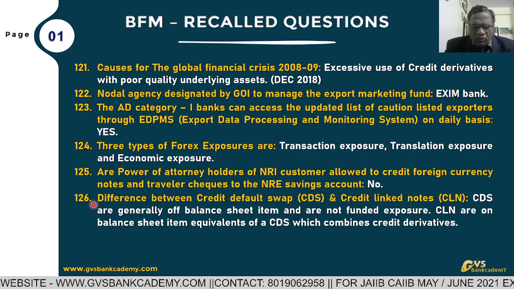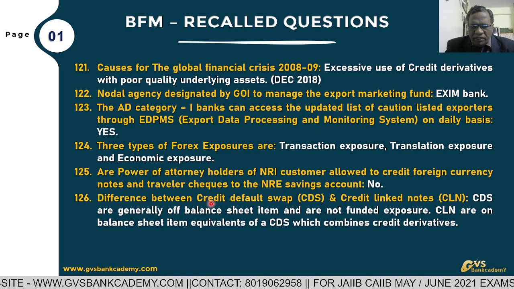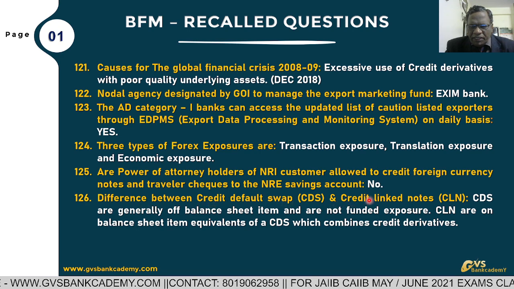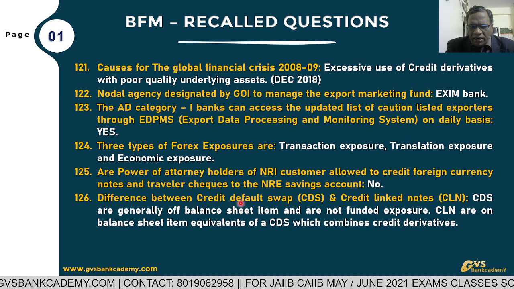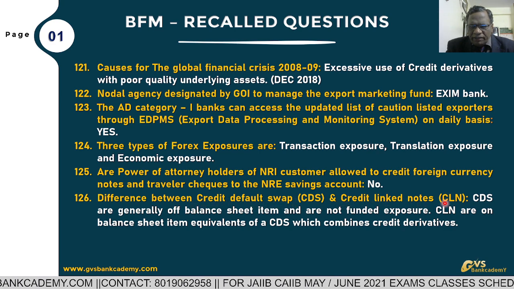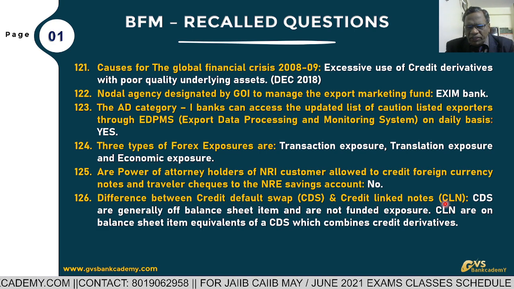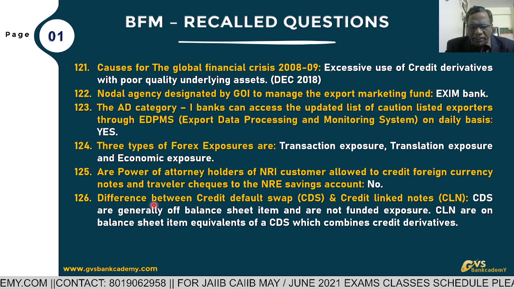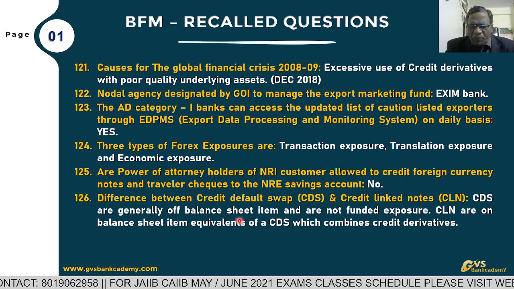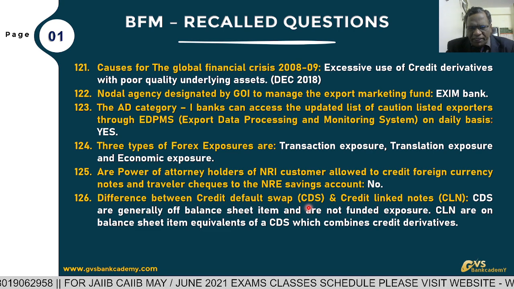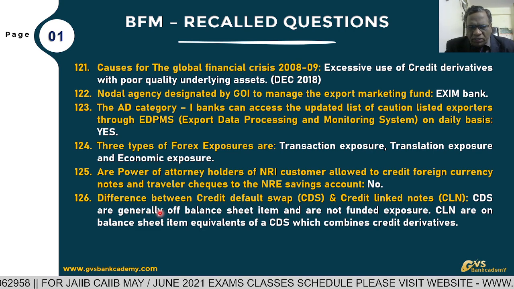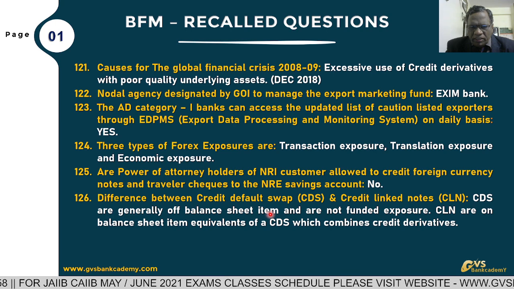Now, question number 126. What is the difference between credit default swaps and credit linked notes? Very difficult question. Without understanding credit default swaps and credit linked notes, answering this question is very difficult. So, credit default swap means it is a credit derivative. Credit default swaps are generally off balance sheet items. So, it is a derivative. Credit default swap is a credit derivative. So, credit derivative means it is an off balance sheet item in the balance sheet.